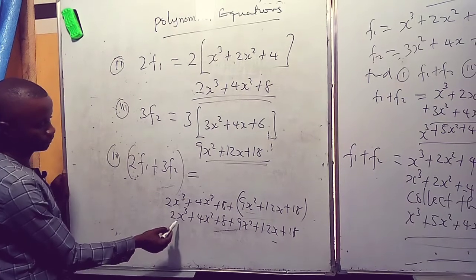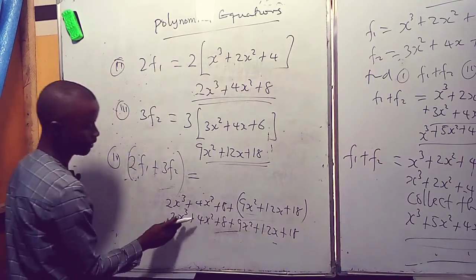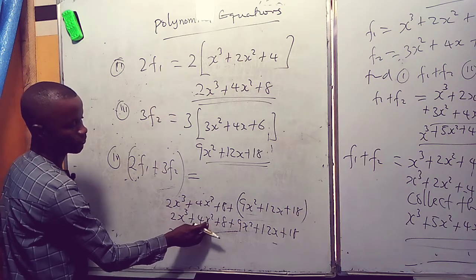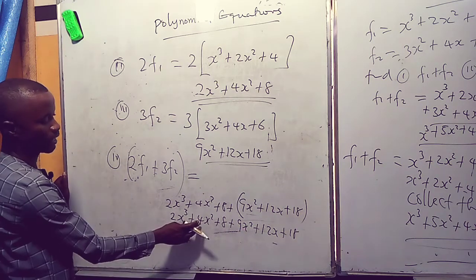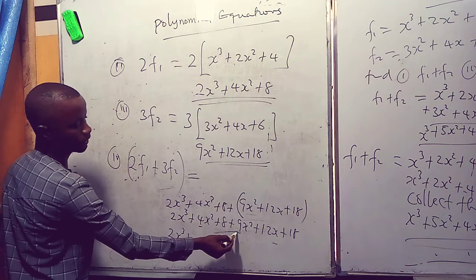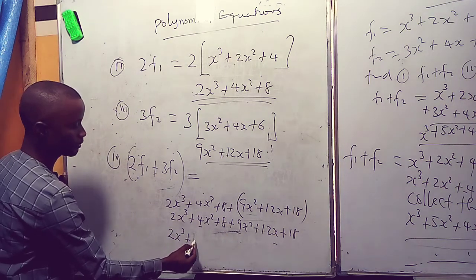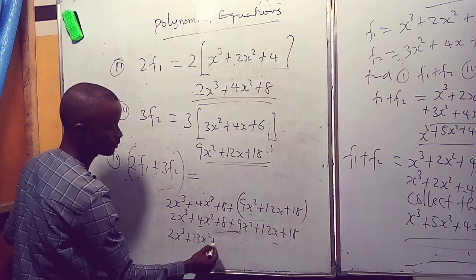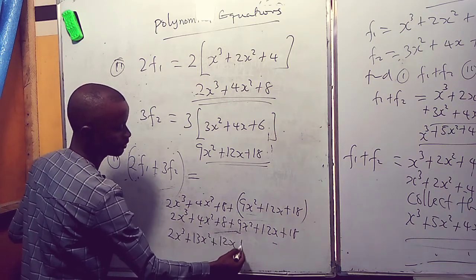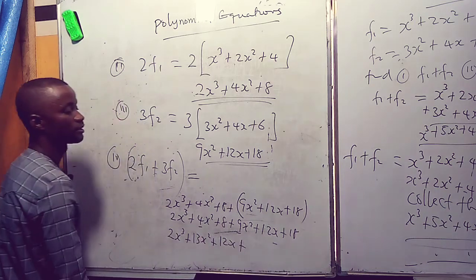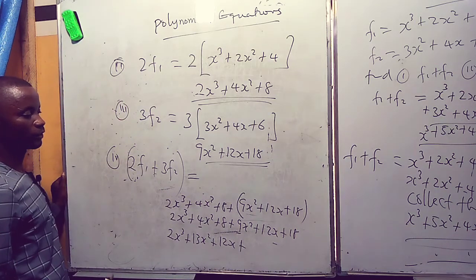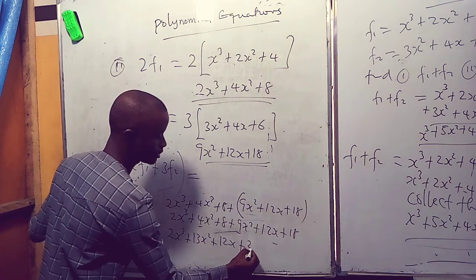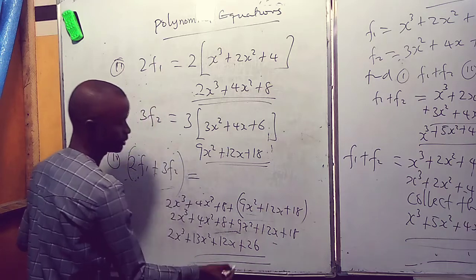Collect the like terms. There's no power of 3 here other than this. We have 2x raised to power 3, plus x squared and x squared, just add the coefficients, 4 plus 9 is 13. That will be 13x squared. And then plus 12x plus 18 plus 8, 18 plus 8 will be 26. That's the answer.